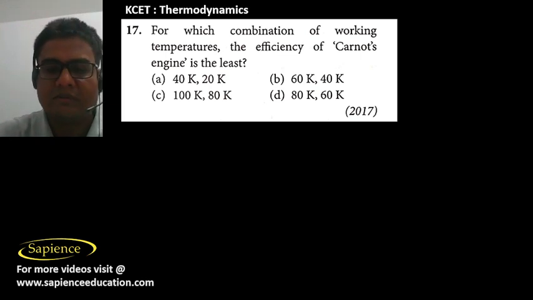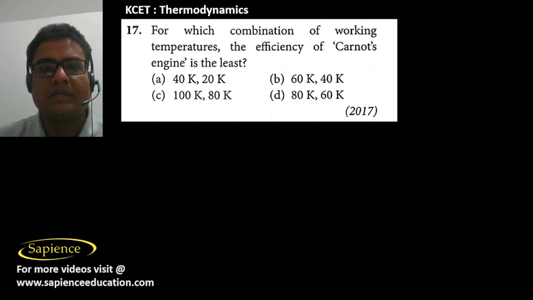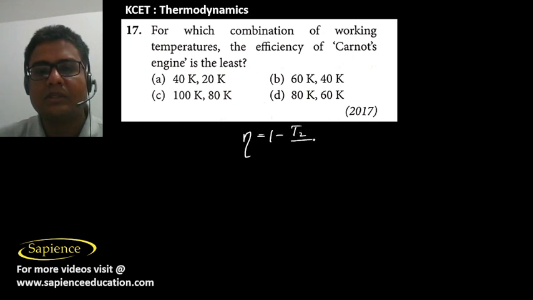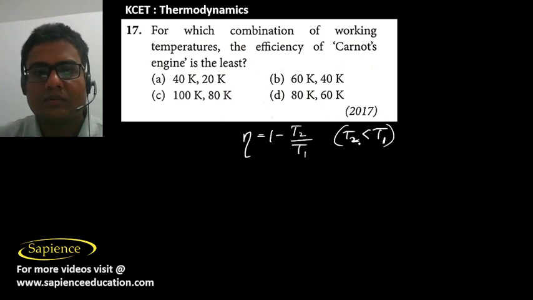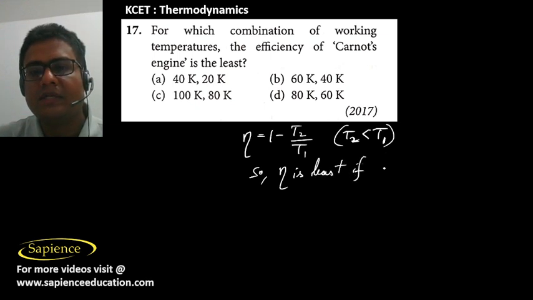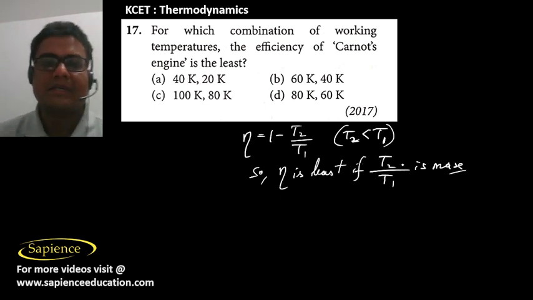Then in question number 17, it is asked for which combination of working temperatures the efficiency of Carnot's engine is the least. The efficiency eta of the Carnot's engine is equal to 1 minus T2 by T1, where T2 should be less than T1, since the temperature of the sink is less than the temperature of the source. So efficiency eta is least if the ratio T2 by T1 is maximum.